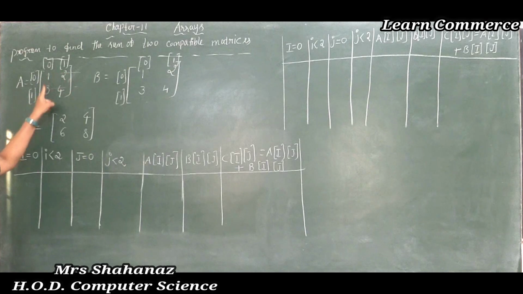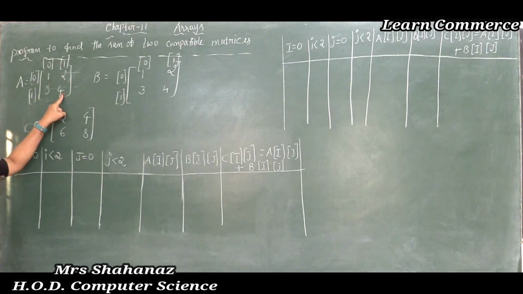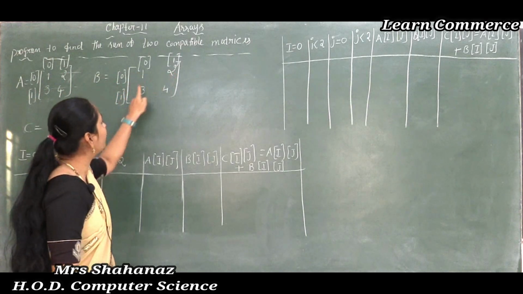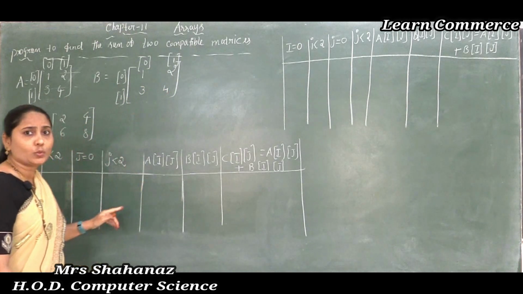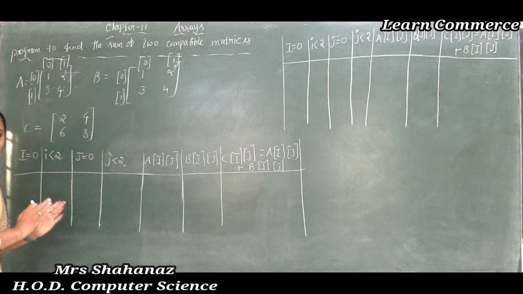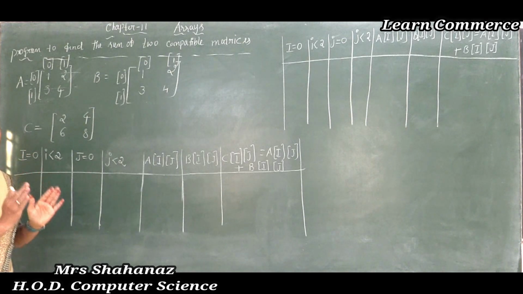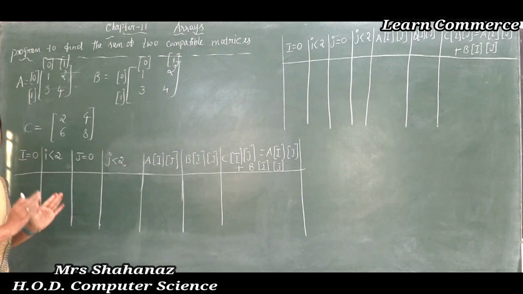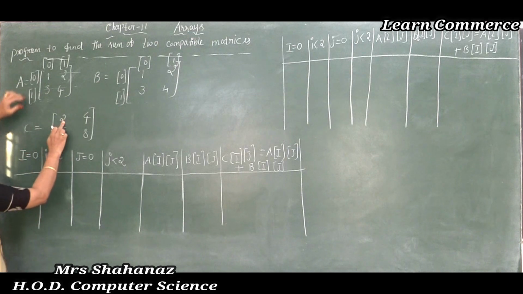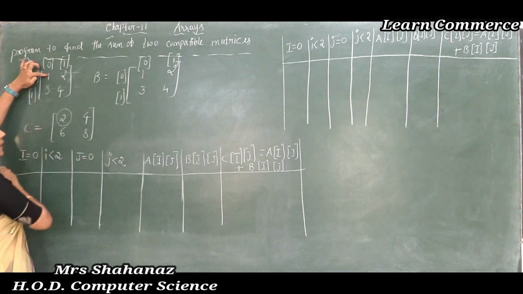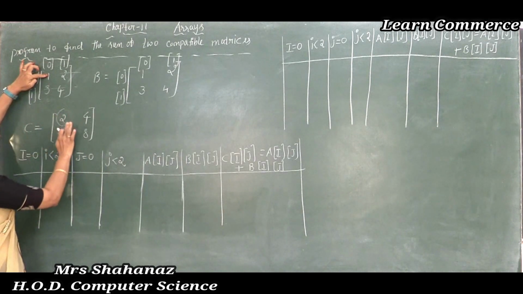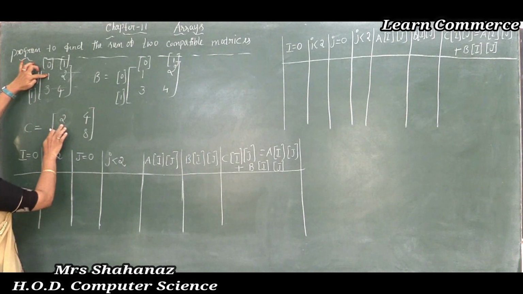So 1, 2, 3, 4 is matrix A here, and 1, 2, 3, 4 is matrix B. And next, whatever the matrix A and matrix B elements are, I am going to add them into matrix C. When you add 1 plus 1, we will get 2. Clear this point here? The value is 2 here.